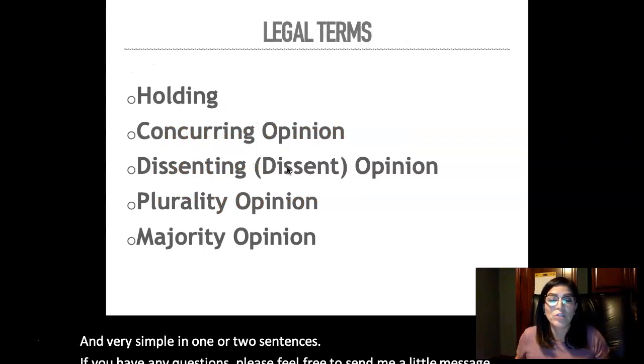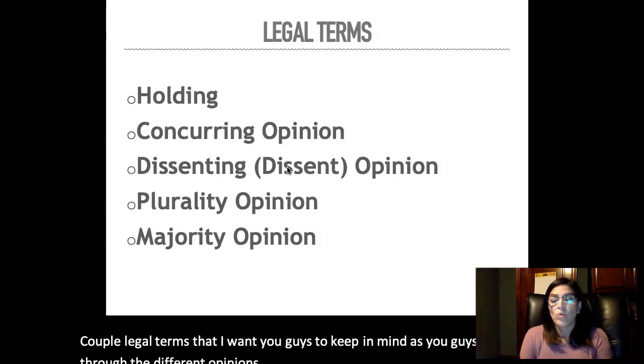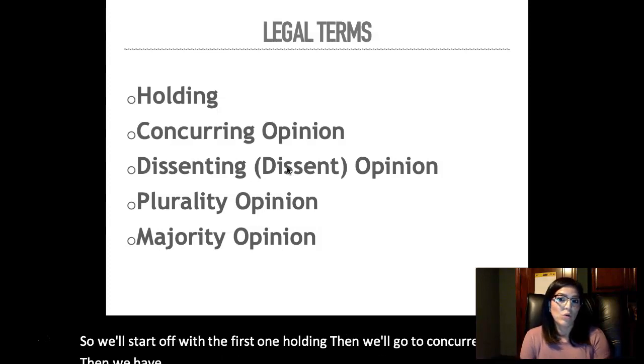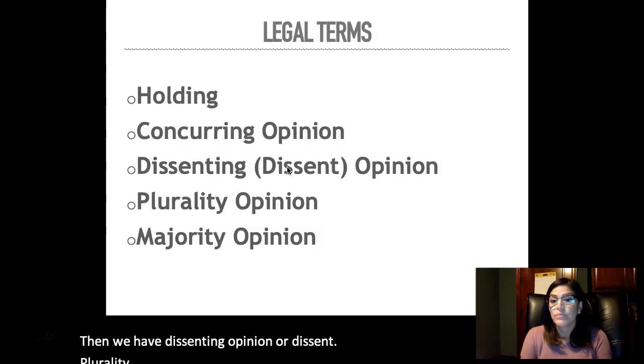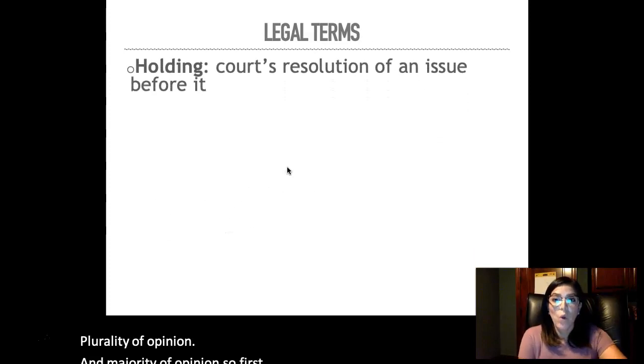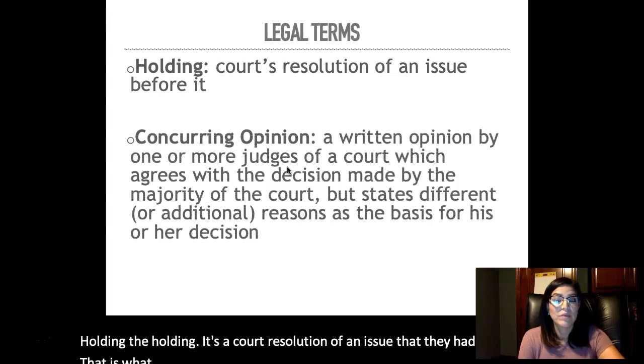So a couple legal terms that I want you guys to keep in mind as you are going through the different opinions. We'll start off with the first one, holding. Then we'll go to concurring opinion. Then we have dissenting opinion or dissent, plurality of opinion, and majority of opinion. So first, holding. The holding is a court's resolution of an issue that they have heard. Okay, that is what the holding is.